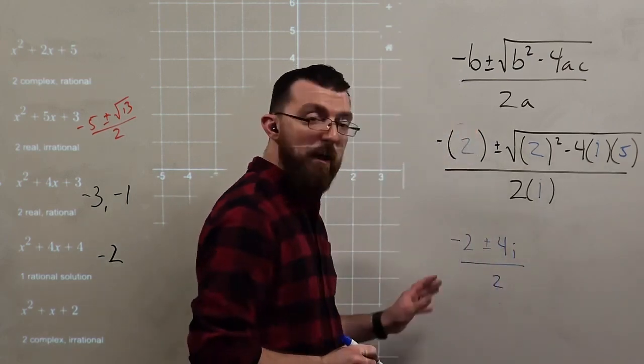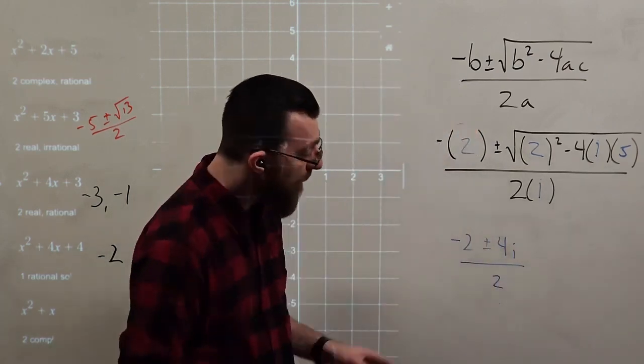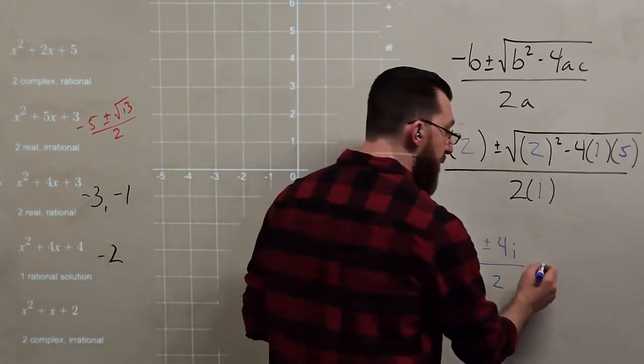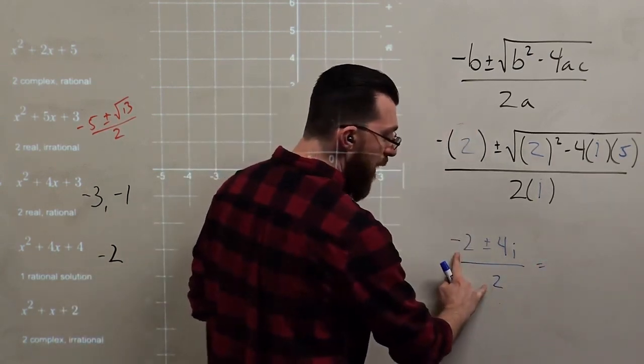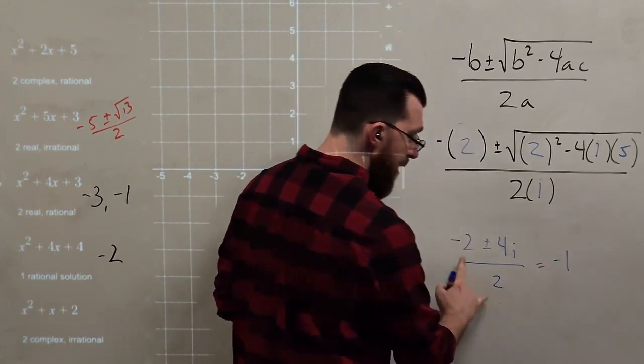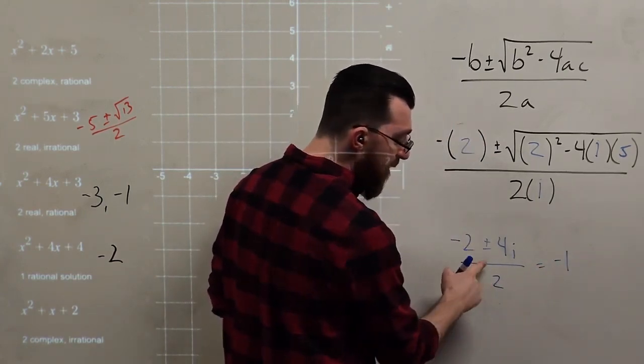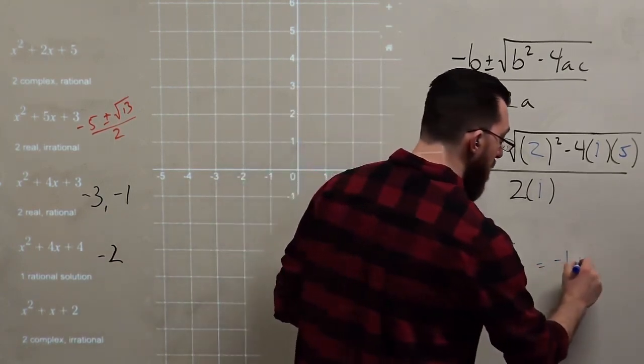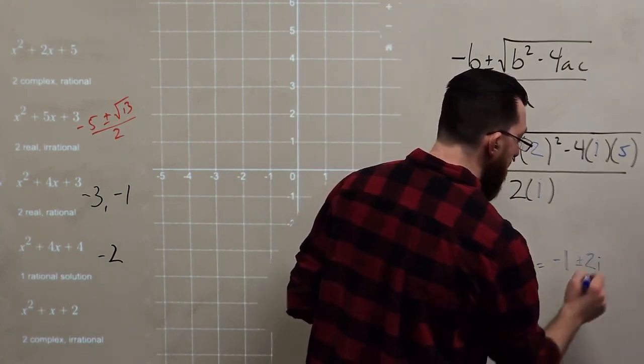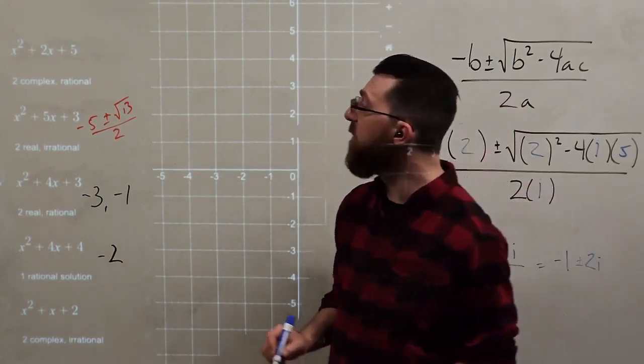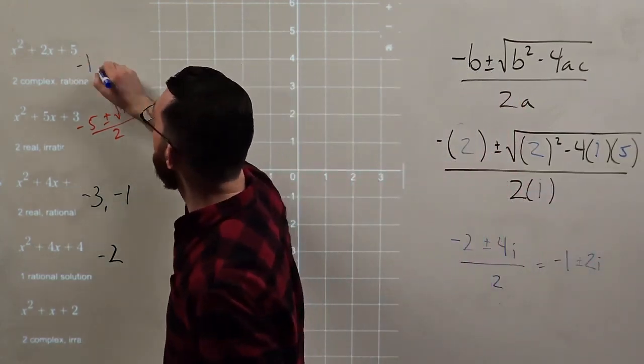Right, everything on the top is even. There's a 2 on the bottom. This can be reduced. 2 over 2 becomes 1, so negative 1 plus or minus 4 over 2 becomes 2, 2i. Negative 1 plus or minus 2i, that's what I get right here.